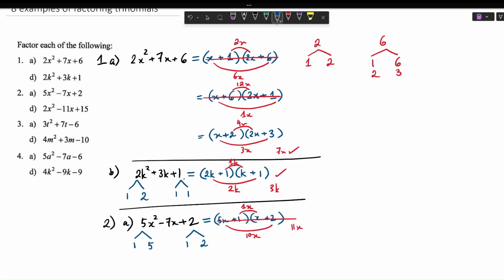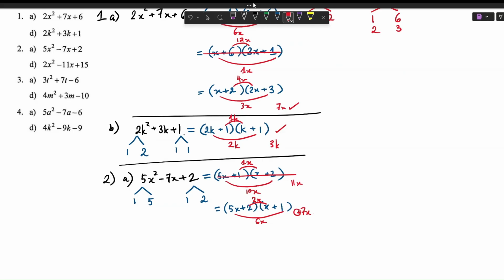Now, don't forget that you can still swap how they're paired and see if that works. So you have 5x times x. And what if we swap the 2 and the 1? Well, you have 2x and 5x. So together that's 7x. That's positive 7x though, but we want a negative. So in that case, we're going to try again, but let's remember that positive 2 can also result from negative 1 times negative 2. If you switch the signs, you'll find that that works.